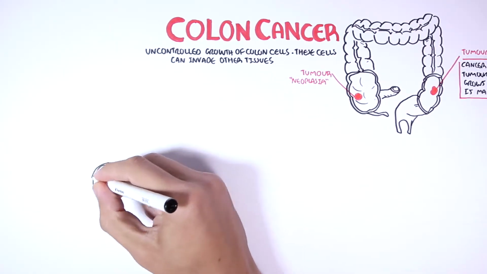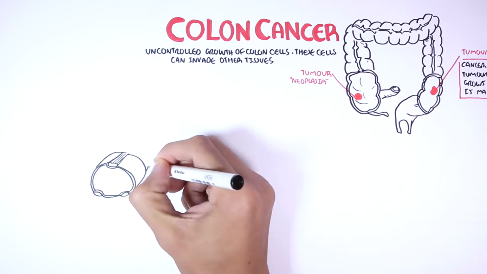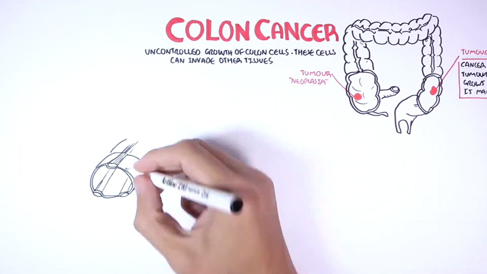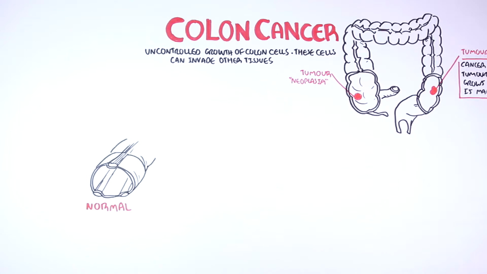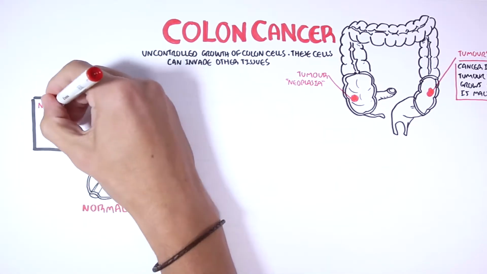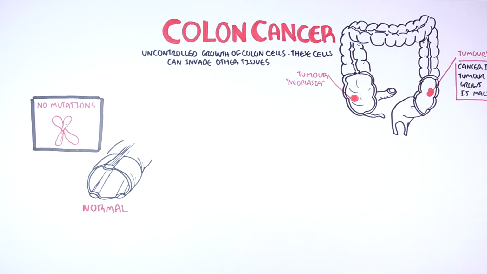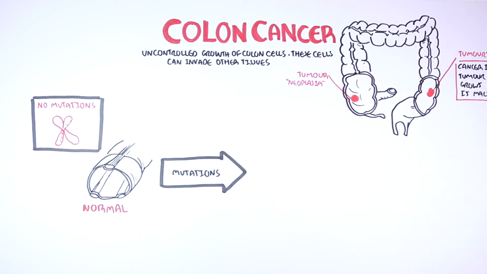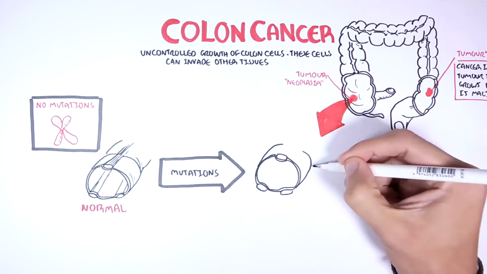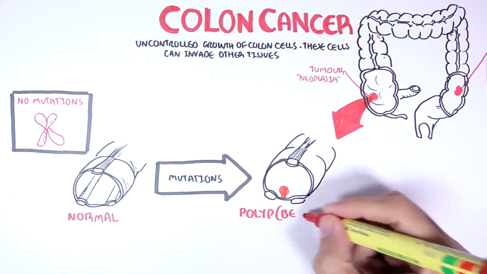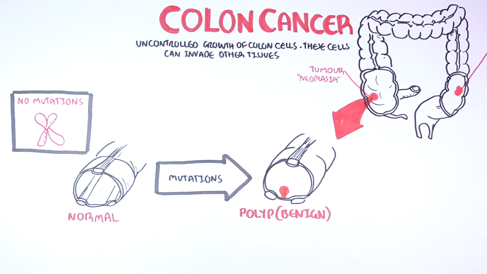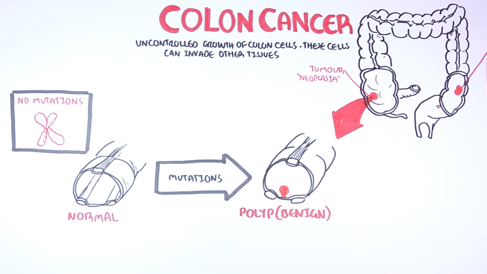Well, let's first have a look at a simple explanation of the development of cancer. So here we have a normal colon. The chromosomes, the DNA of this normal colon, have minimal to no mutations, and so it is quite healthy. However, mutations can and do occur in our body. And so this normal colon can develop a benign polyp. A polyp is a tumor, but it is not cancerous because it is benign.